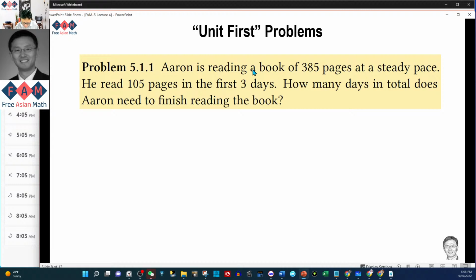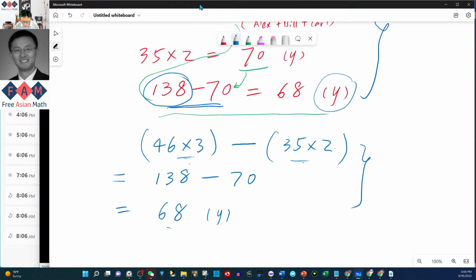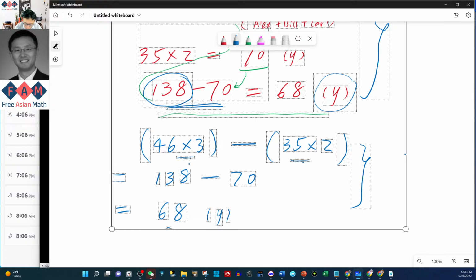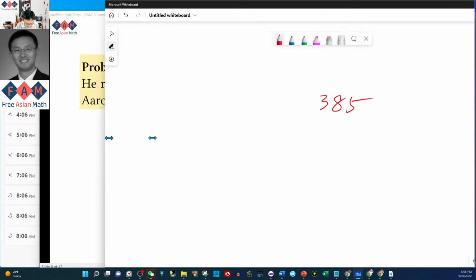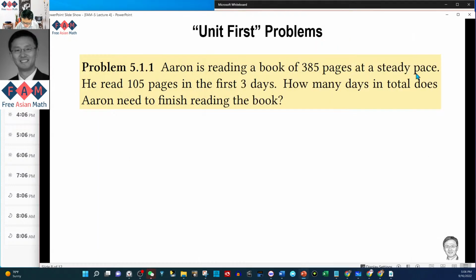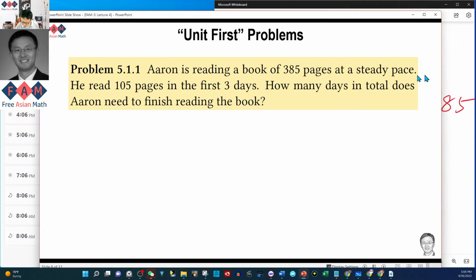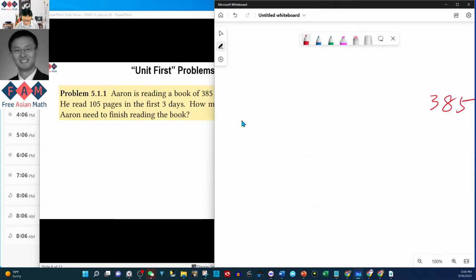How should we start? Well, you can reason backwards. If I do know how many days in total, let's just say 3 days, 5 days, whatever that day number is, then what actually do you get? Well, you already know, say the total is 385. Perhaps when we have a problem like this, we want to move this window a little bit closer so that you remember. Hopefully you can still read this, not too small.